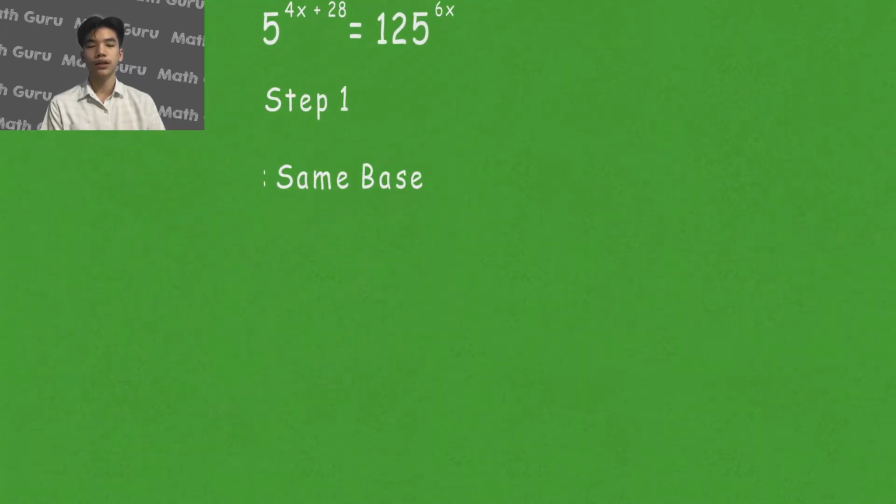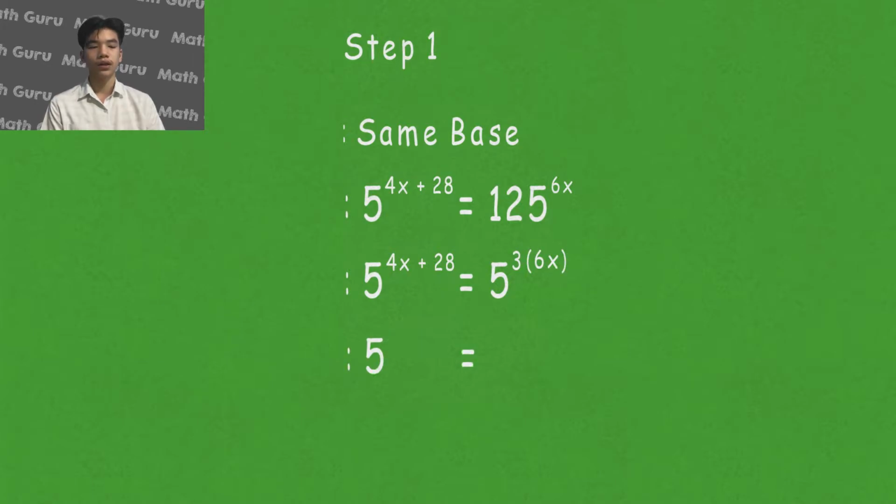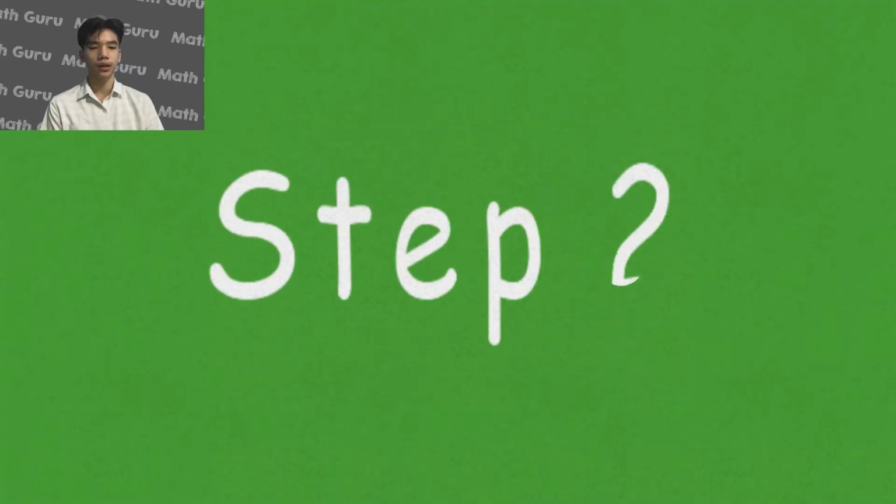In order to find the same base, we must first find something in common between these two numbers. We know that 125 is a cube of 5. So now we can write it as 5 raised to 4x plus 28 is equal to 5 raised to 3 times 6x. With the law of exponent, we can now multiply this 3 and 6x. So now we have 5 raised to 4x plus 28 is equal to 5 raised to 18x. With that, we can now proceed to the second step.